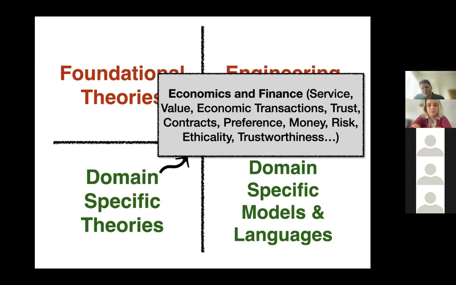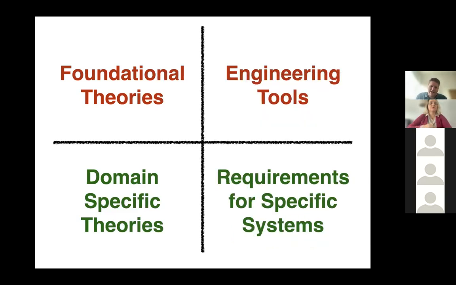We also did quite some work on economics, microeconomics, and finance. So, for example, on service and value and economic transactions, trust, contracts, preference, money, risk, ethicality, trustworthiness, and so on. And one of these, let's say, domains is that Renata will use later in the talk to illustrate how this can be used then to derive requirements for specific systems.